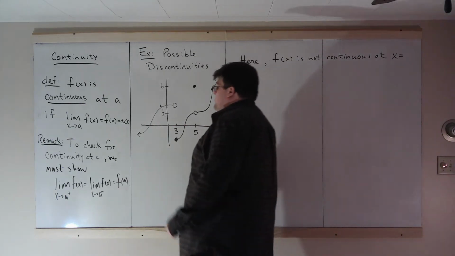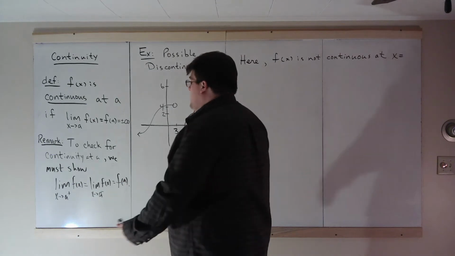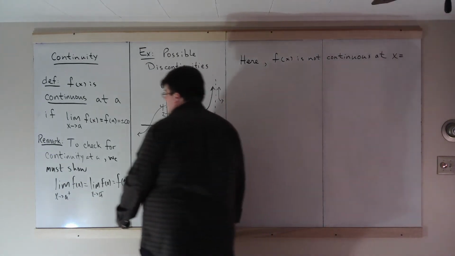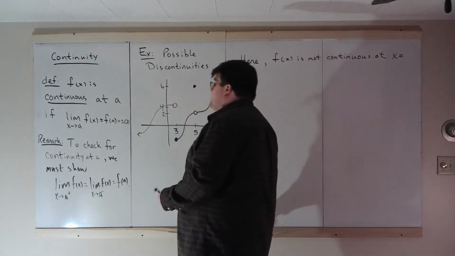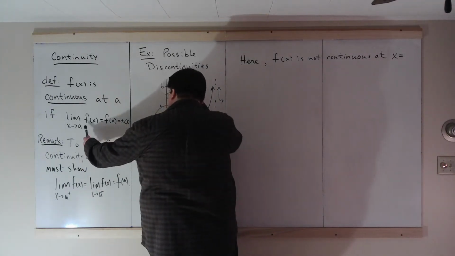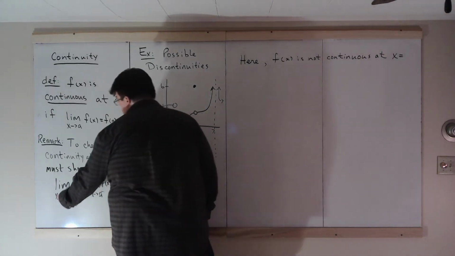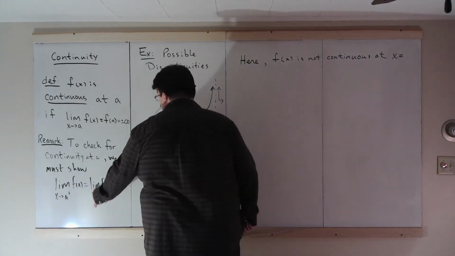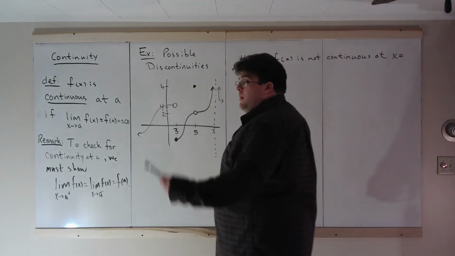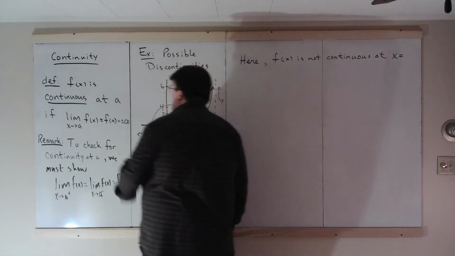And remember, we can check whether a limit exists by checking what happens on both sides of the limit. So if we want to check for continuity, what we need to show is that the limit as x approaches a of f of x equals f of a. But to do that, we can check the limit on the right and the limit on the left, and if they're the same and they equal f of a, then this equation will be satisfied.